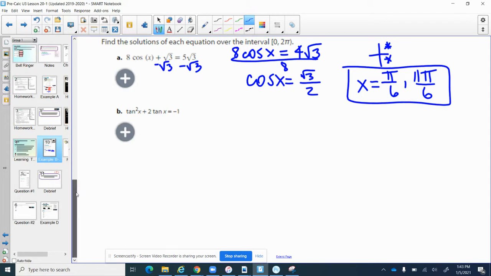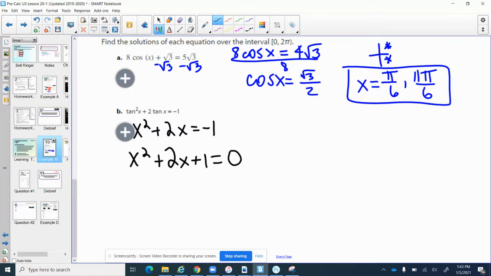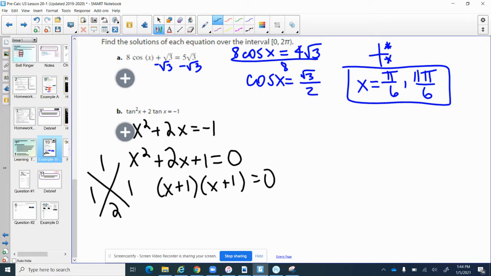The next one is going to be treated like a quadratic. Imagine we rewrote this as just x squared plus 2x equals -1. We would bring that -1 over and we would factor. What multiplies to be 1 and adds to be 2? Well, 1 and 1. So x plus 1 and x plus 1 would be our answers. This does not change at all.